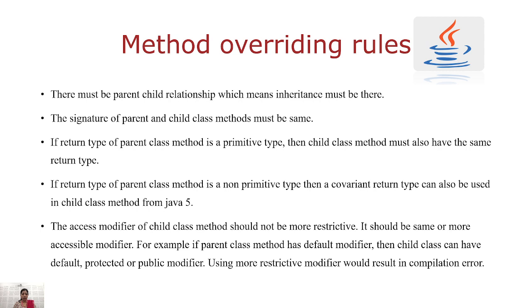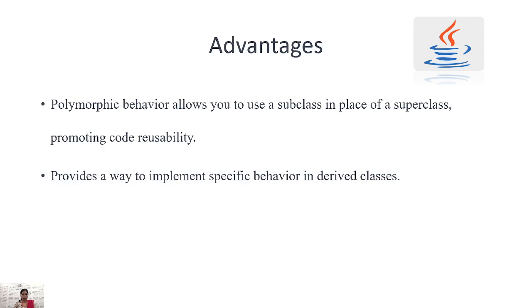The access modifier of the child class method should not be more restrictive. What is meant by that? If the parent class method has the default modifier, then the child can have the default, protected, or the public modifier, and not the private one. I hope you got this. So these are certain rules which you have to follow while method overriding.